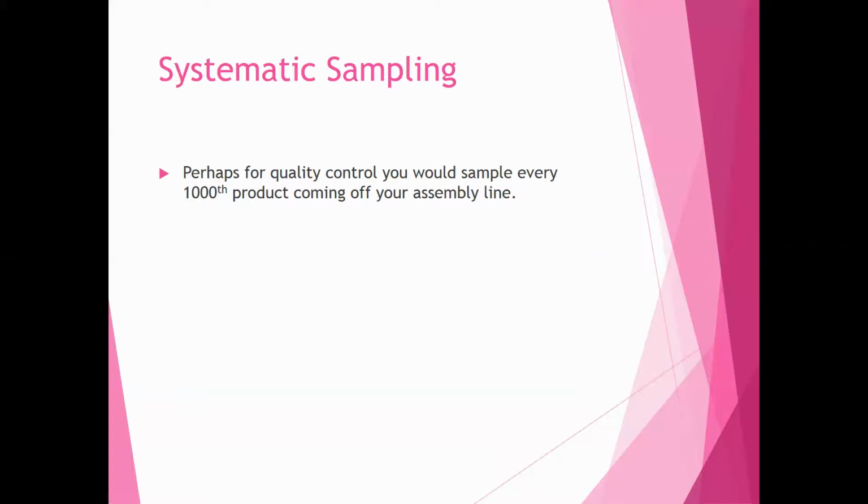In systematic sampling, well, maybe for quality control on a factory floor, you just sample every 1,000th product coming off the assembly line to test it, to see if it's okay. So no particular reason to need to simple random sample for something like that. Just take every 1,000th or 100th or whatever makes most sense.